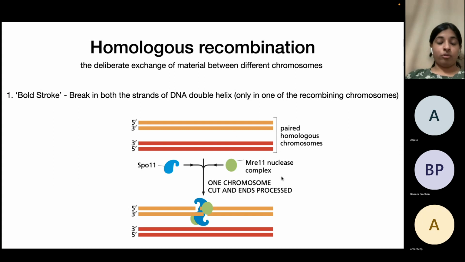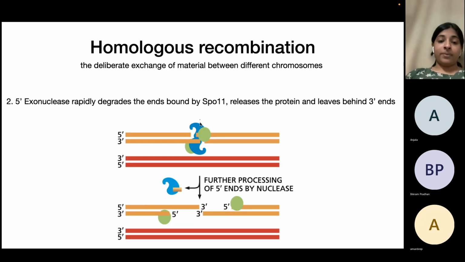You can see that there are paired homologous chromosomes. This SPO11 is a protein that is able to cut both the strands of the DNA. But one thing to be noted is that this happens only in one of the homologs. It happens only in one of the recombining chromosomes. Now, after this happens, the protein is still attached to the cut ends. So there is a recruitment of a 5' exonuclease that is again specific to meiosis. This protein is able to chop up the 5' end, ultimately leaving behind these 3' overhangs in one of the two recombining chromosomes.